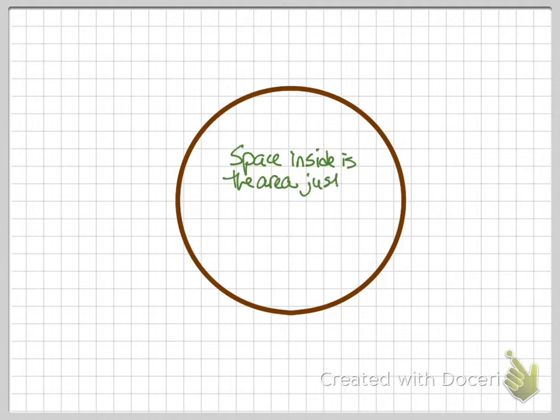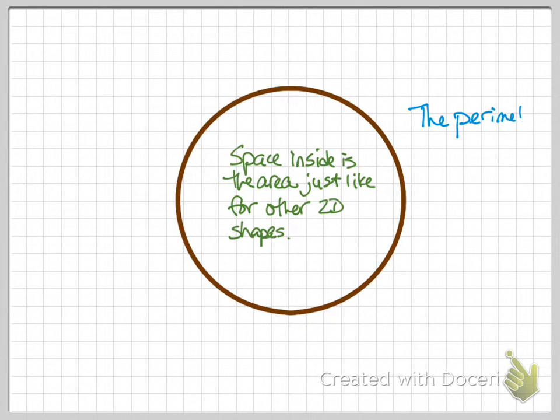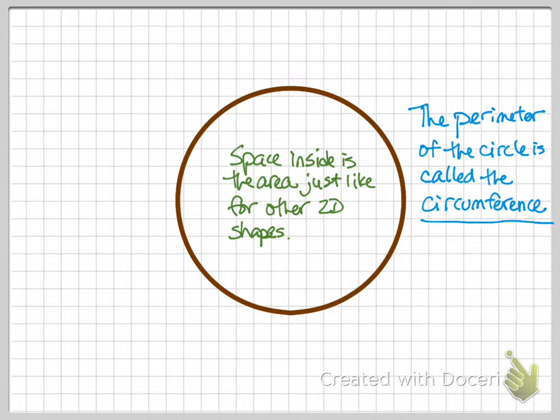When calculating certain things for circles, the space inside of a circle is called the area, just like it is for any other two-dimensional shape. The perimeter of that circle, however, is called the circumference. It means the same thing, but it does have a different vocabulary term. So the inside of it is the area, and the outside of it is the circumference.